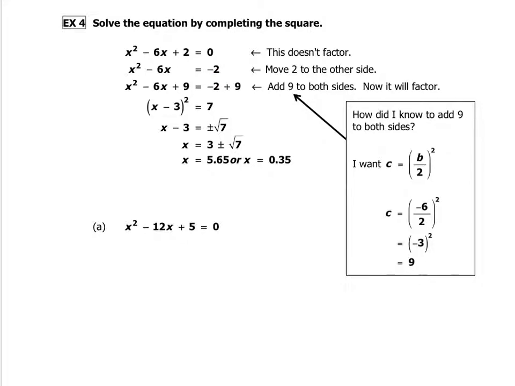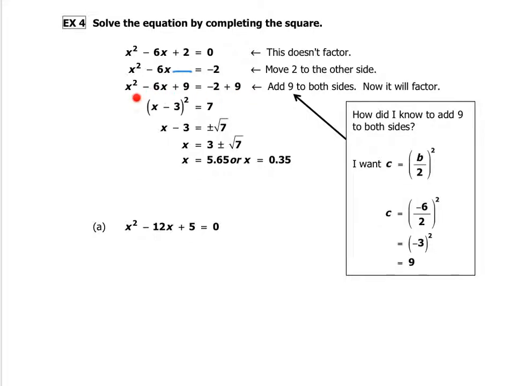Here's what I want to do. I want to leave a blank right here so I can complete the square. And what I'm going to do is come over here to this box and complete the square. I'm going to use c equals (b over 2) quantity squared. My b is -6, so (-6 over 2) quantity squared is (-3) quantity squared, which is 9. And that's why I'm adding a 9 to both sides. Remember, what I do to one side, I have to do to the other side. So I want to add 9 to the left, so I must add 9 to the right-hand side.